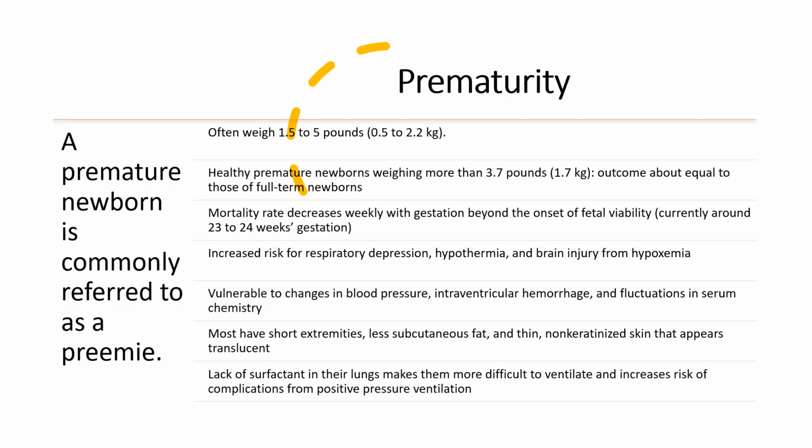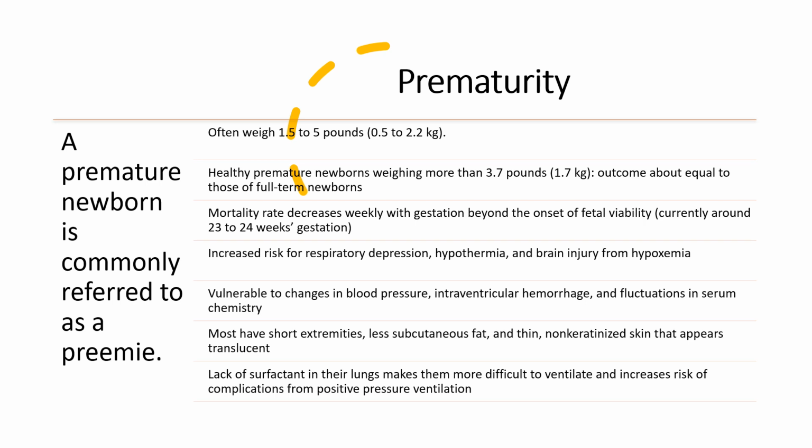Premature babies can weigh anywhere from 1.5 to 5 pounds, which is half a kilogram to 2.2 kilograms. A half kilogram kiddo is extremely small. It's going to be smaller than your hand. The smallest I've ever had was about a kilogram, and that baby was roughly the size of my hand. Healthy premature babies weighing more than about 1.7 kilograms have an outcome about equal to those of full term. So premature is not a huge deal, particularly in this day and age. You just have to add that supportive care. Lower than that, we start having issues.